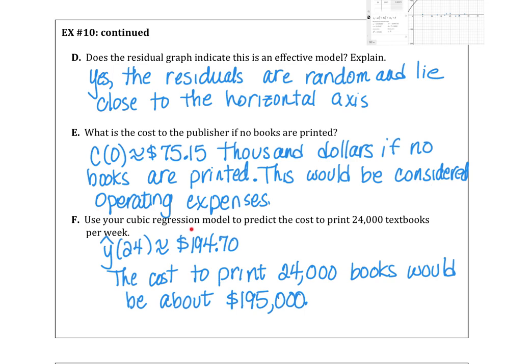And if we use the cubic regression model to predict the cost to print 24,000 textbooks per week, substituting 24 into our regression model gives close to $195,000 to print 24,000 books.